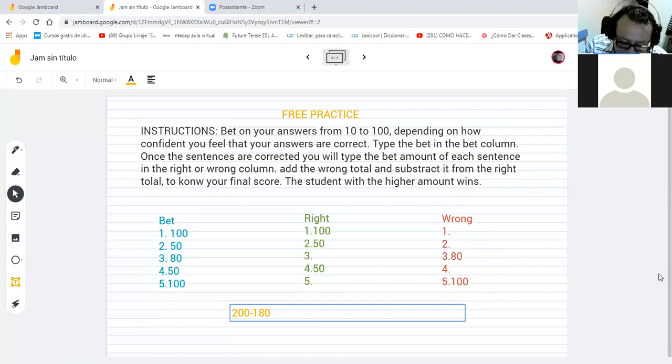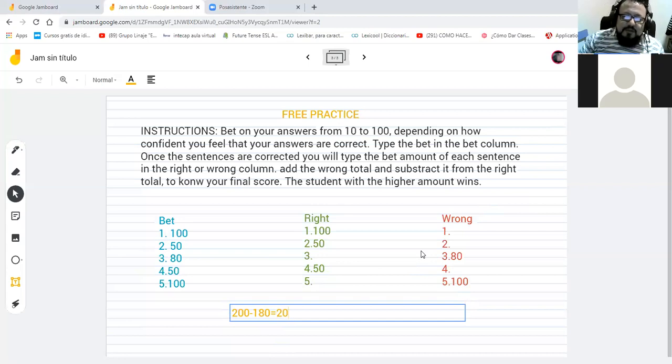And from this amount, we're going to subtract the amount of bet that you got wrong. You have 180 right here. So 200 minus 180. What will be your score right now? Oh, sorry, it's not that one. So your score right here is going to be how much? Can you tell me? 20. Okay, well your points are 20.